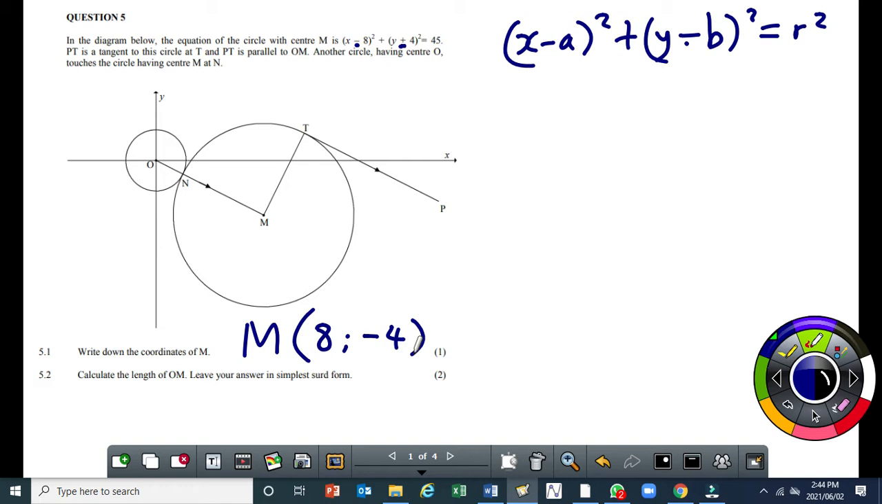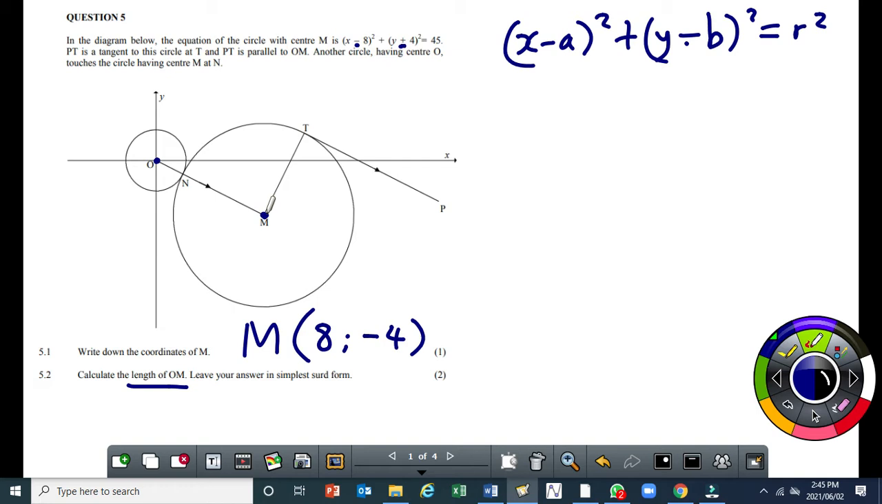Okay, so that should be straightforward. Then 5.2: calculate the length. Now when you say length here, that's the distance, so you have to use the distance formula. We want to calculate the length of OM, that is from the center, or the origin, up to M. We know the coordinates at the origin are (0, 0), and the coordinates of M we have found. So all you have to do is use the distance formula.